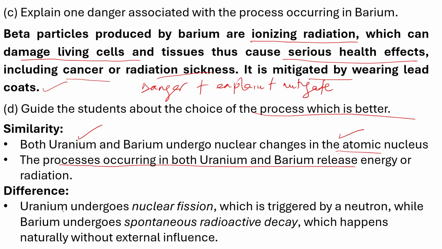So difference, uranium undergoes nuclear fission which is triggered by a neutron, while barium undergoes spontaneous radioactive decay which happens naturally without external influence. So that's one of the differences. Of course, the other difference would be nuclear fission in uranium produces more energy than radioactivity. So nuclear fission is the better choice for students to choose. Let's look at the next item.